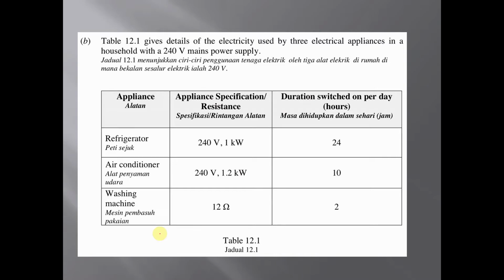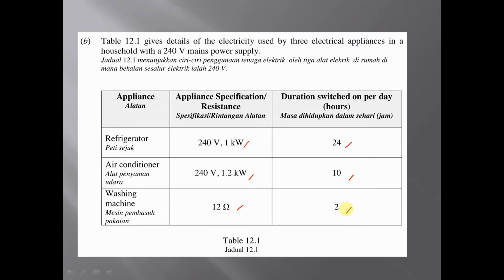Table 12.1 show the detail of the electricity used by the 3 electric appliances in a household with a 240 mains power supply. Okay, dia menggunakan 240 volt lah. Kita ada peti sejuk, refrigerator. As you can see, the usage is 1 kilowatt and be used for 24 hour. And the air conditioner, alat penyaman udara, 1.2 kilowatt. Used for 10 hour a day. And the washing machine is a 12 ohm dan menggunakan 2 jam sehari.